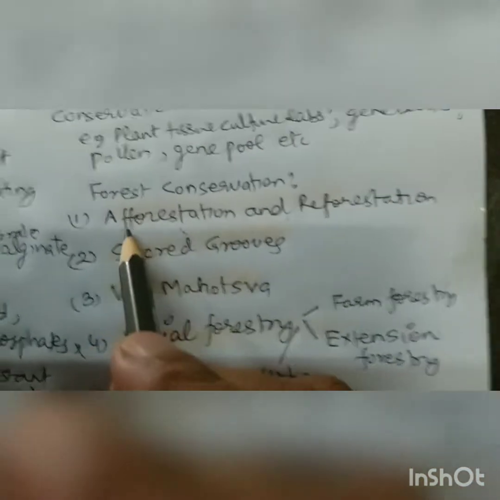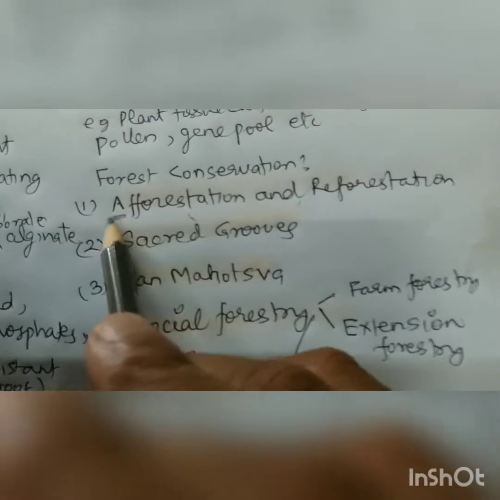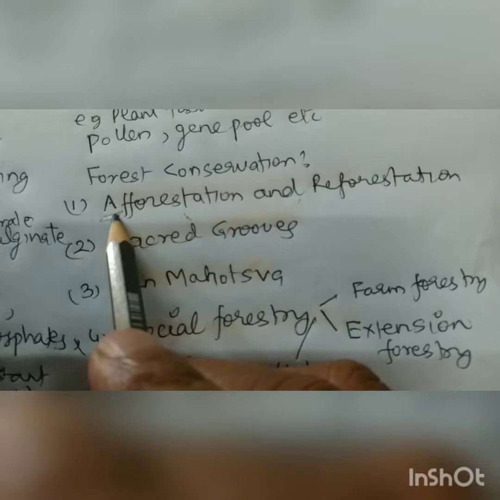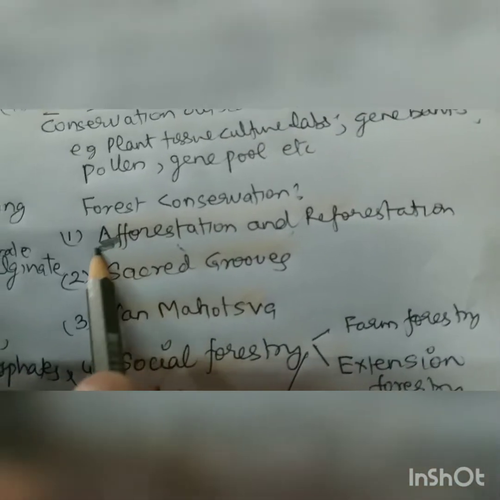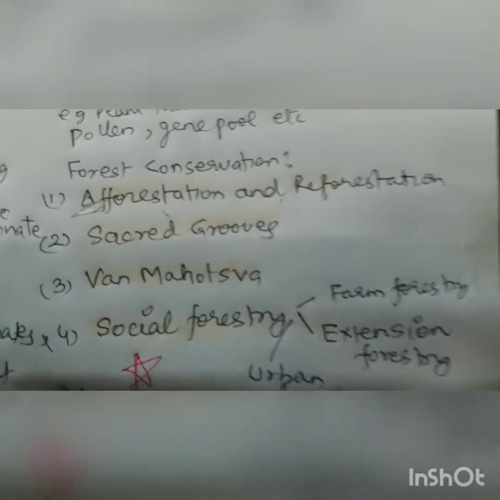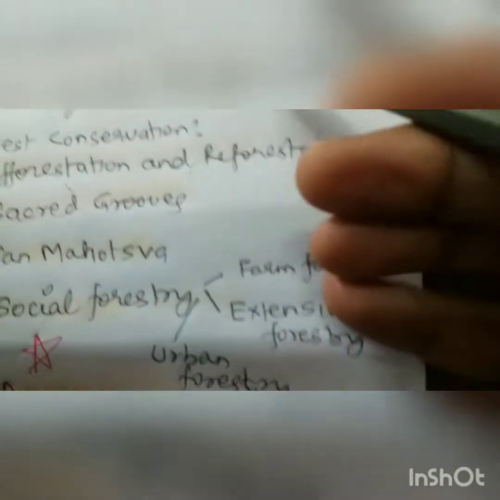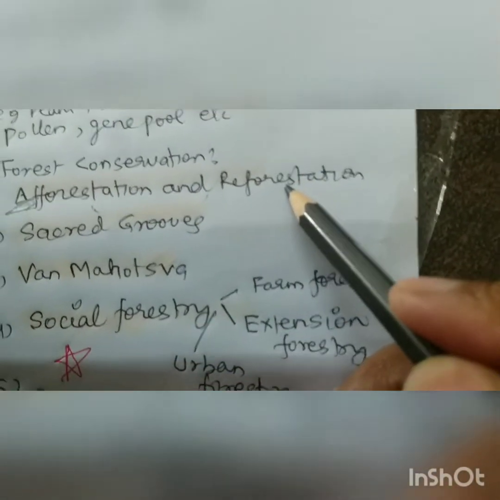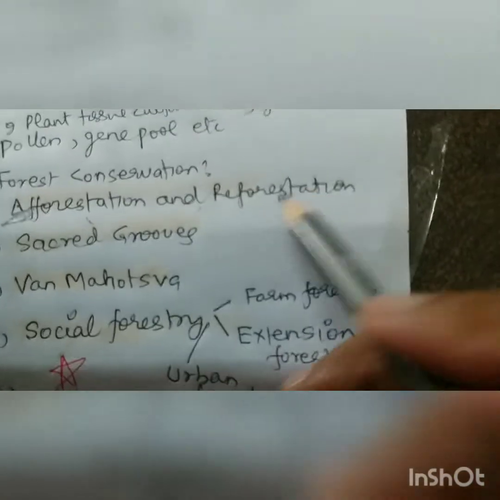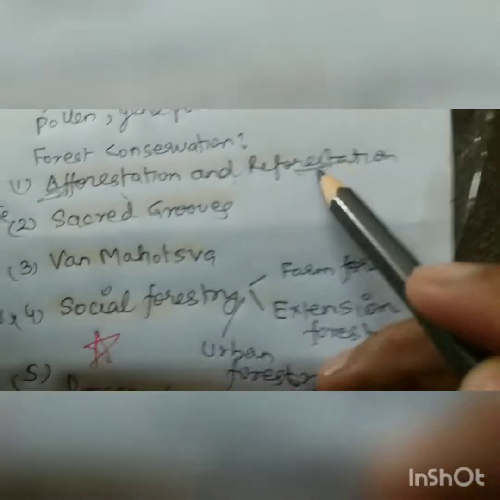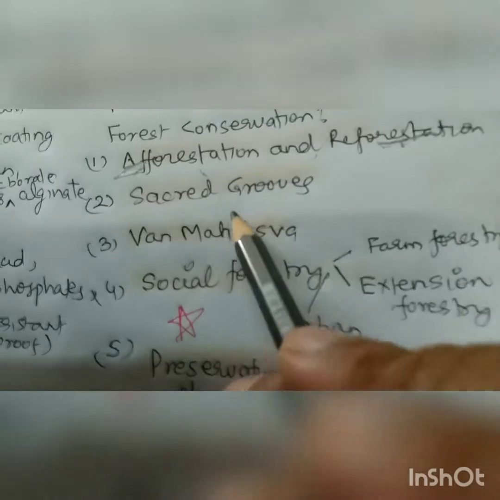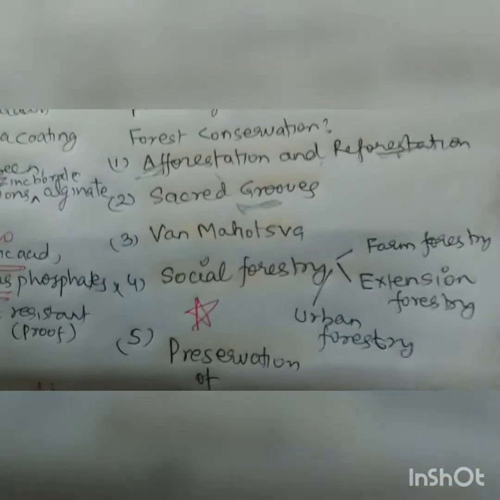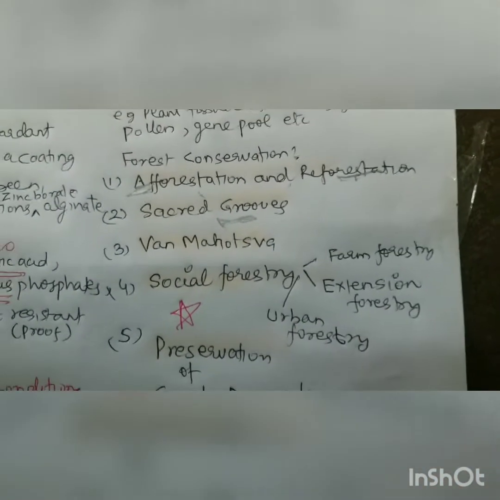So forest conservation is explained, first, as afforestation and reforestation. Afforestation means A, B, C we do, A start first. When a forest is first grown on vacant land, it is called afforestation. And reforestation is when the forest is destroyed due to fire or some other reason, and then the trees are planted again.